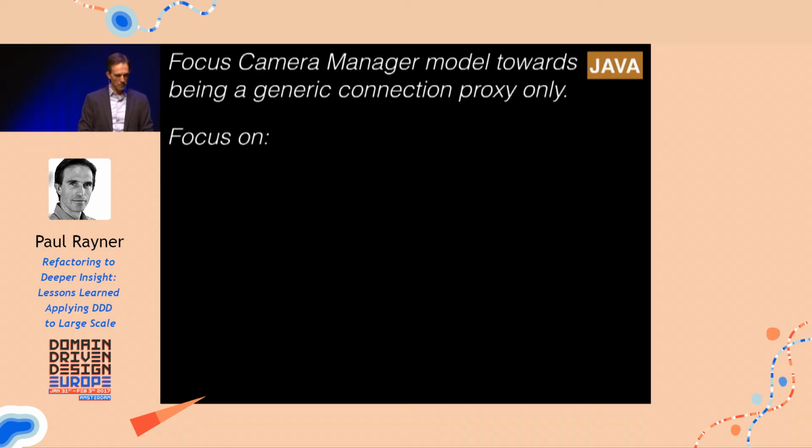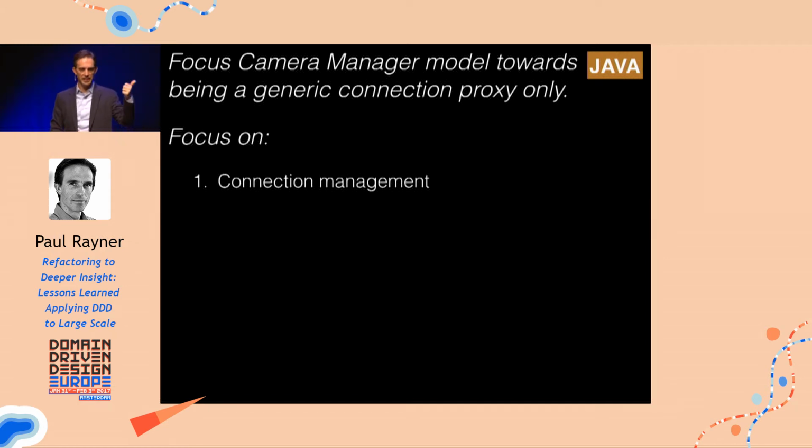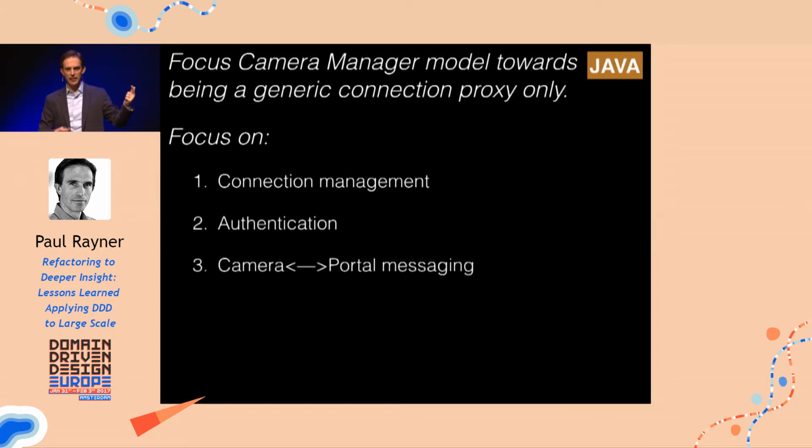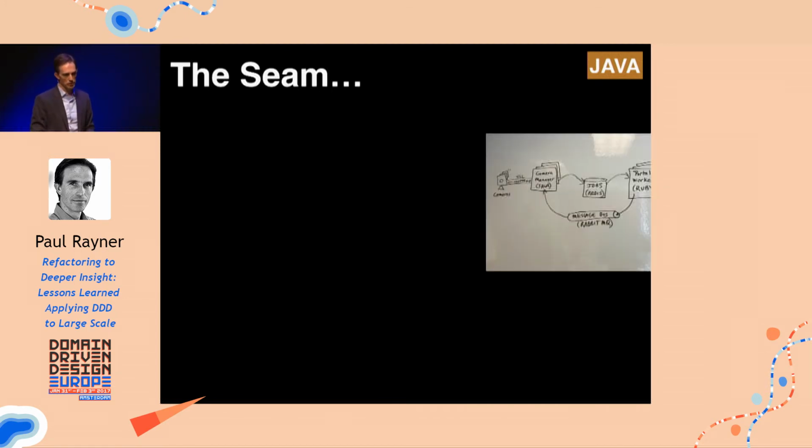So we wanted to focus it on these concerns. Being a generic connection proxy meant we wanted to focus on connection management, authentication, and the messaging between the portal and the camera. So simplify it dramatically down to just the essence of what it means to be a generic connection proxy, right? Simplify its responsibilities. And then the last thing, from the perspective of a large-scale Rails application running tens of thousands of concurrent camera sessions, is we want to be able to have good logging around this so we can keep track of problems as they emerge.